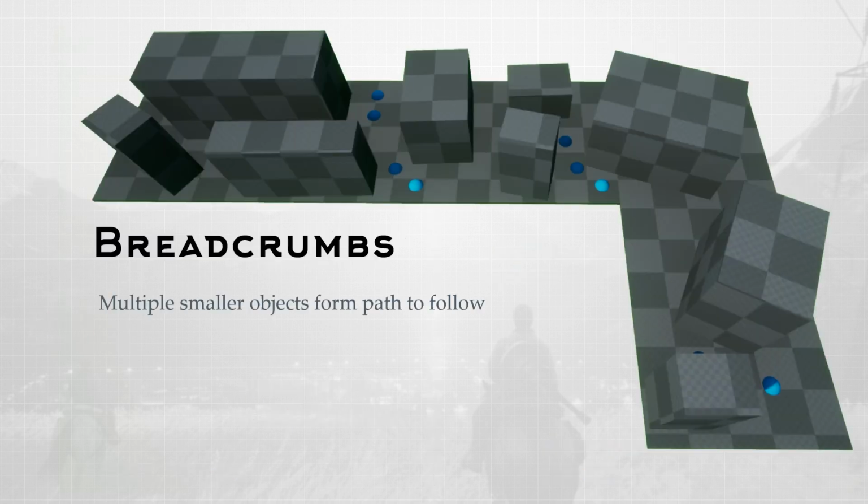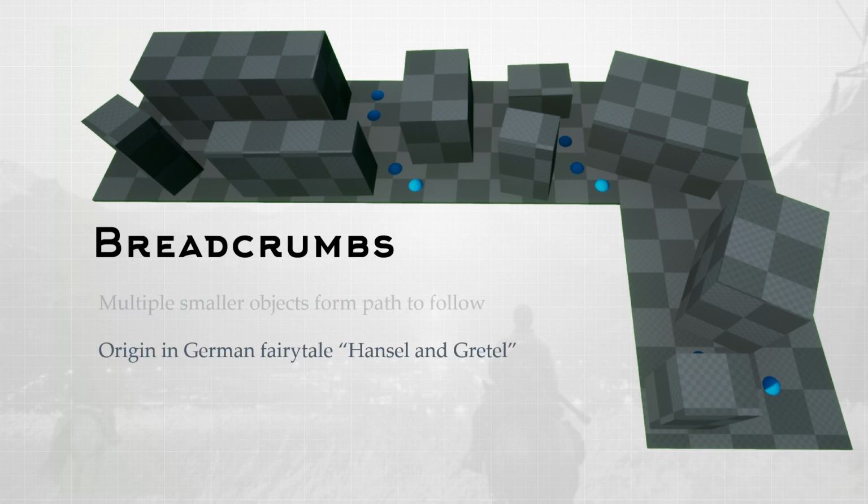Next up, we have breadcrumbs. So this means you just place multiple smaller objects to form some kind of trail or path that the player then follows. The name of this technique comes from a German fairy tale called Hansel and Gretel, and in this fairy tale there are two kids that lay out a trail of breadcrumbs so they don't get lost in the woods and always find a way to return home.